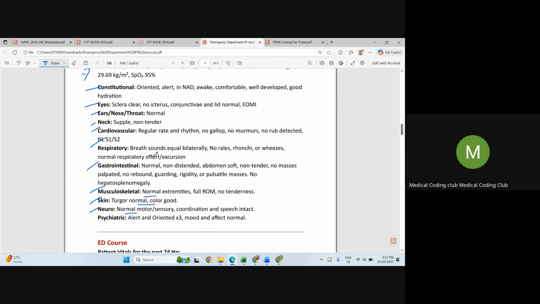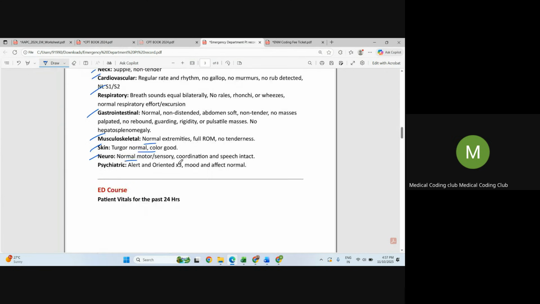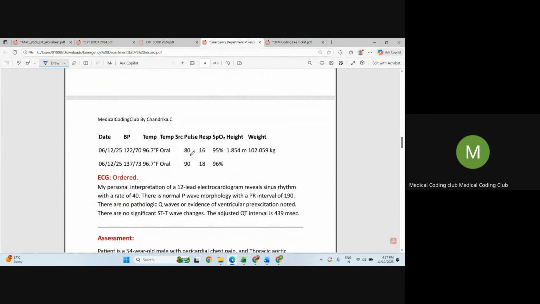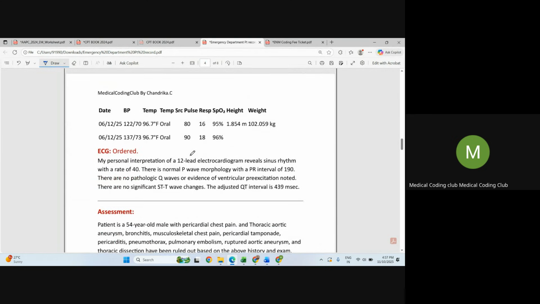Normal. So everything looks normal. Next, coming to the ED course. Here, what the physician is doing in order to treat that chest pain, what are the diagnostics or the procedures that the provider is performing, that you need to check. So ECG ordered. Okay, so the physician ordered an ECG.